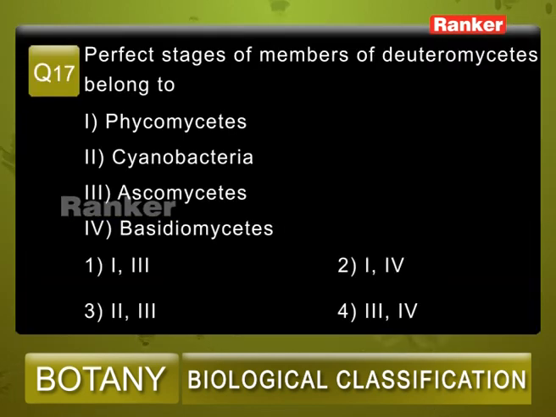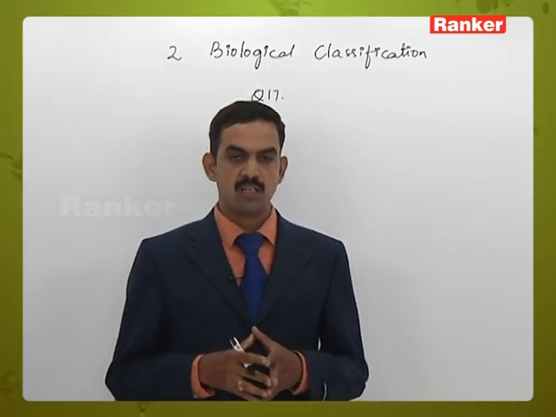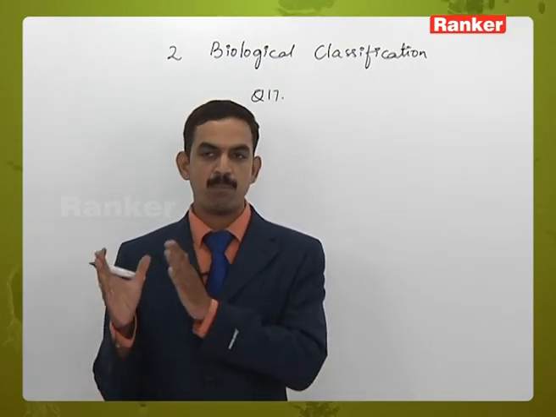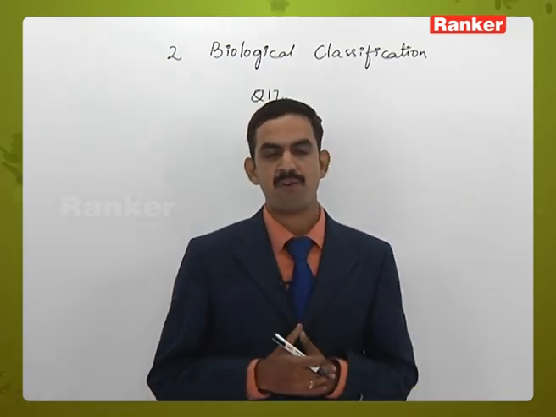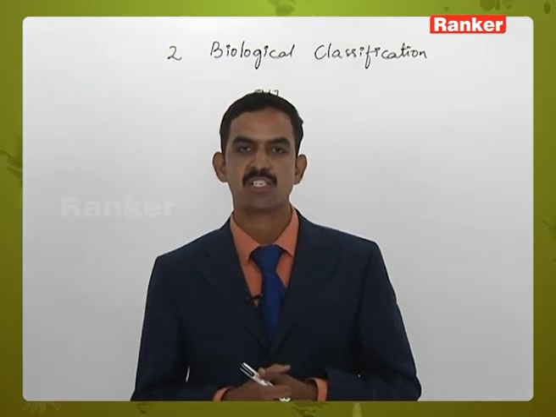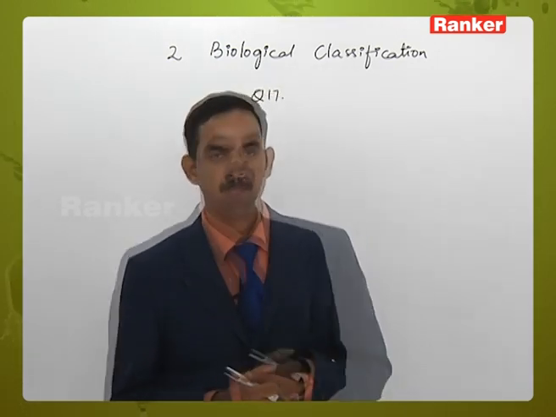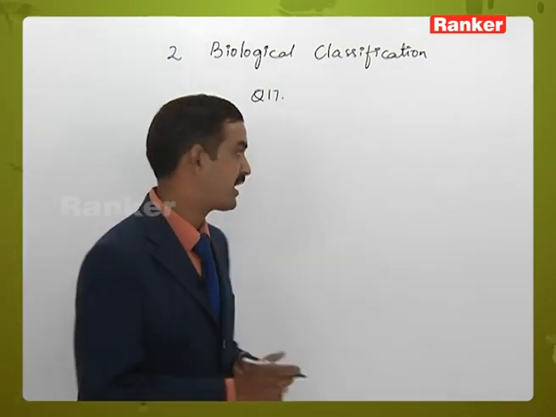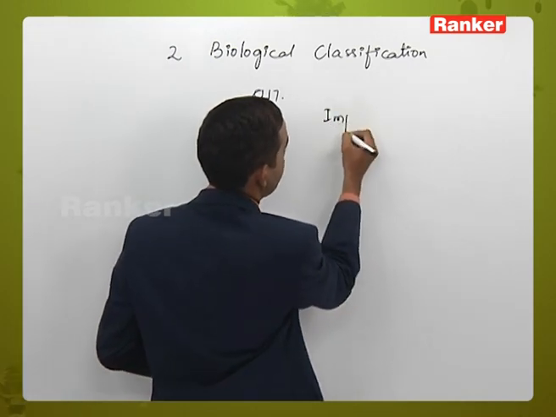Question number 17. Perfect stage of members of Deuteromycetes belongs to: 1. Phycomycetes, 2. Cyanobacteria, 3. Ascomycetes, 4. Basidiomycetes. Out of the given 4 options, cyanobacteria is a blue-green alga. It is not part of fungi, whereas Phycomycetes, Ascomycetes and Basidiomycetes belong to fungi. And one more thing, Deuteromycetes is called imperfect fungi. Why is Deuteromycetes called imperfect fungi?